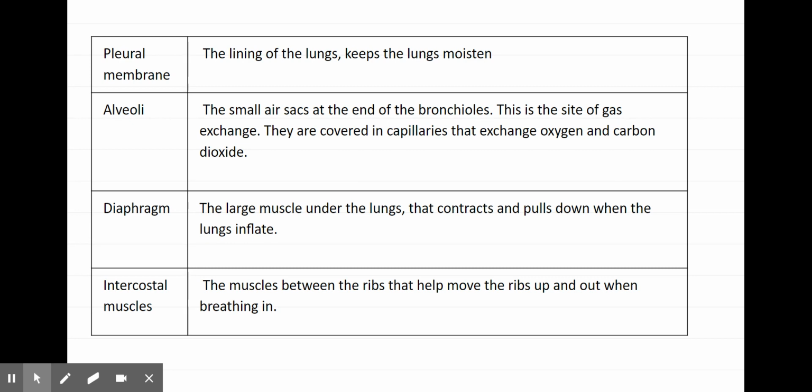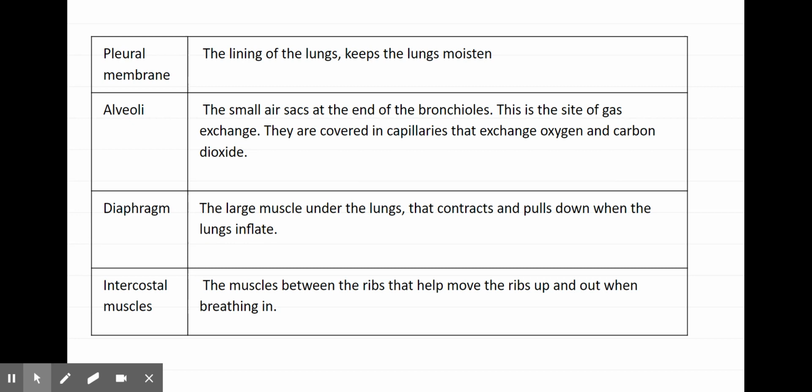The diaphragm is a large muscle underneath your lungs. Okay, so we have already kind of alluded to what that does. It contracts and pulls down whenever you want to inflate your lungs, or it relaxes and pushes back up right underneath your lungs when you exhale. And lastly, your intercostal muscles, which I've already talked about as well, are found in between your ribs. They essentially help your ribs move up and down when you're breathing in and out.